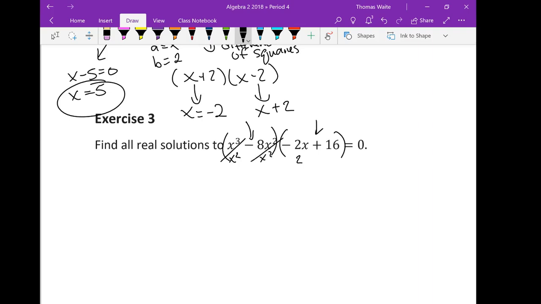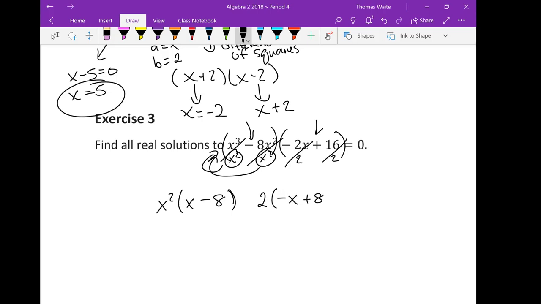I'm going to divide out an x squared, divide out an x squared. So the first one's going to be an x squared times, it's just x, and that is going to be a negative 8. So again, divide out an x squared and pull it out front. For this one, we said we're going to divide out a 2, because that's the biggest factor we could think of. 2 goes into 2x, and 2 goes into 16. So if we pull out a 2, it's going to give us a negative x plus an 8.